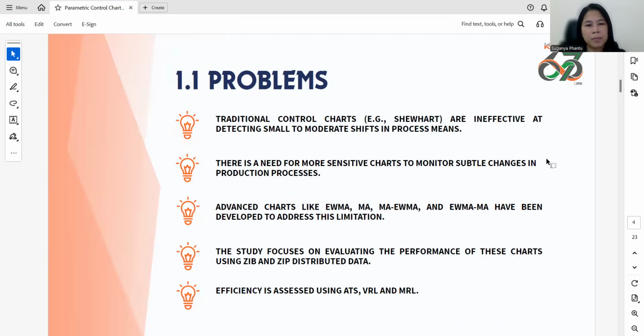The main problem is that many real processes contain excessive zero observations. This type of data is called zero-inflated data. If conventional control charts are applied directly, they cannot detect small and moderate process shifts effectively. Therefore, a more sensitive monitoring approach is needed. This study compares several control chart schemes to determine which one can detect process change more quickly and more reliably.